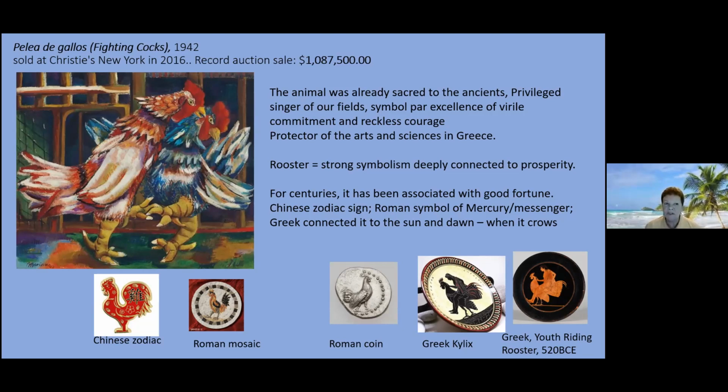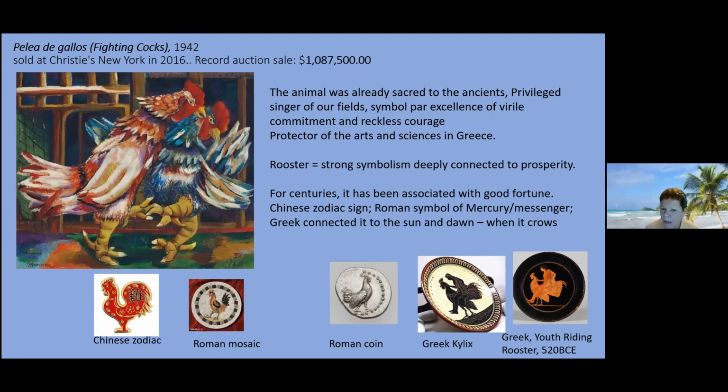Well, the rooster is not only Mariano's rooster, but the rooster is a very important bird, maybe an animal. Let's call him an animal. He was already sacred to the ancients. He was a privileged singer of our fields, a symbol par excellence of virile commitment and reckless courage. In Greece, he was the protector of the arts and sciences. So the rooster has very strong symbolism, deeply connected to prosperity.